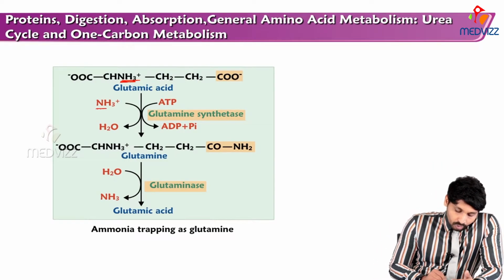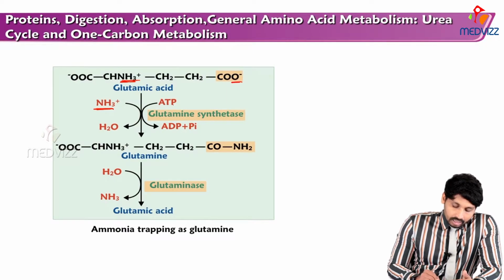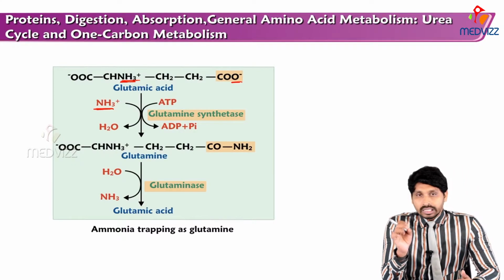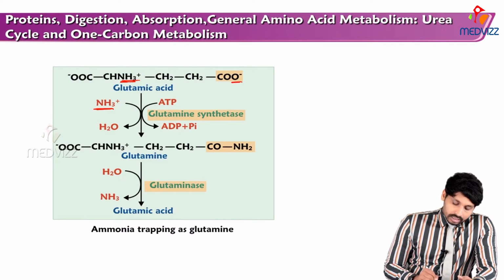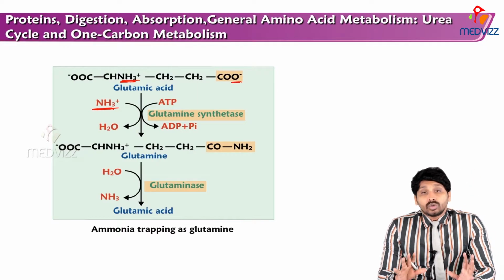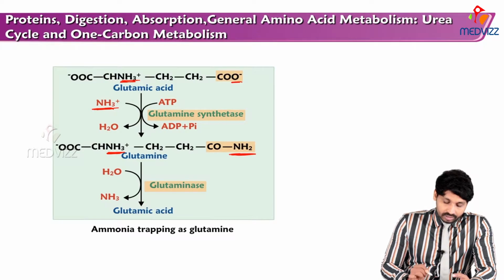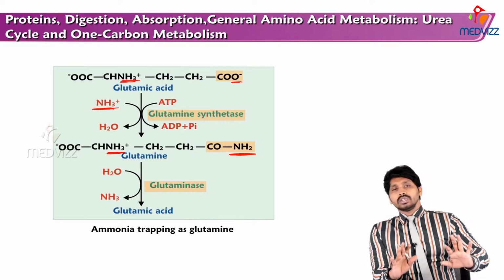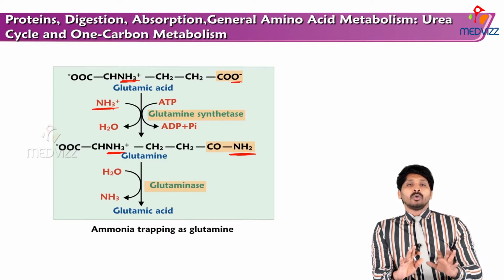So here you see the ammonia accepted by the carboxylic group of glutamic acid, and it is an energy dependent reaction, okay. The enzyme involved here is glutamine synthetase, because we are producing what? Glutamine, right? So this glutamine has two amino groups. You see here, one amino group is here and another amino group is here, okay. So what is happening here? Glutamic acid has its original amino group, and in glutamine it is carrying ammonia, okay.